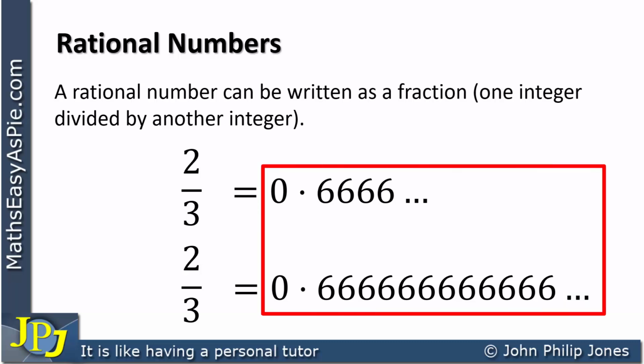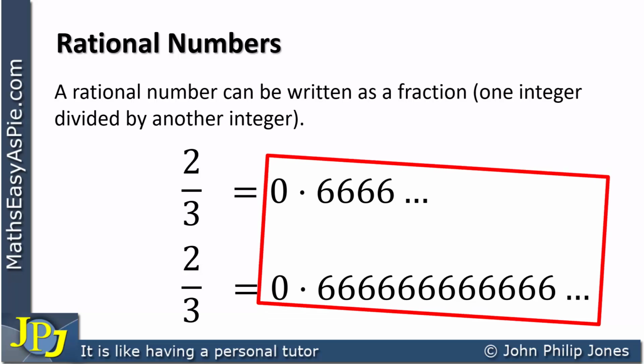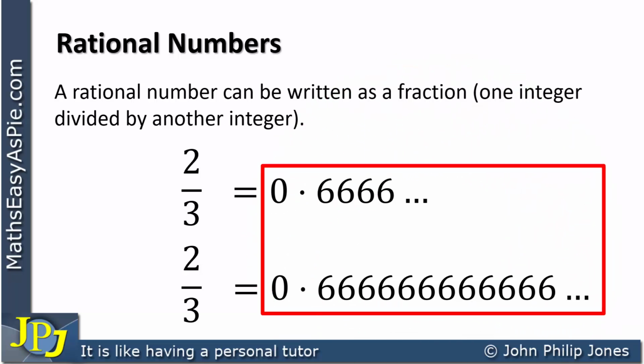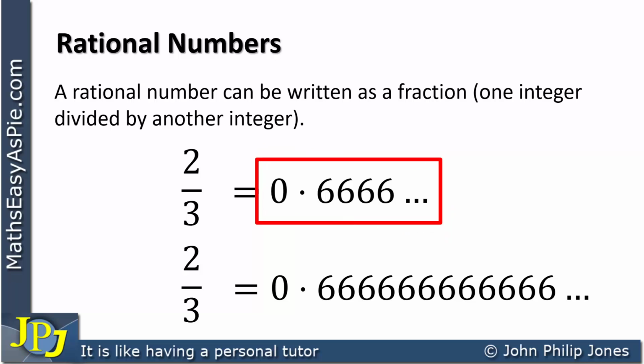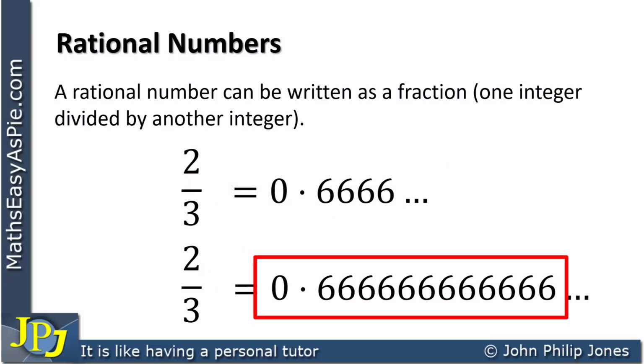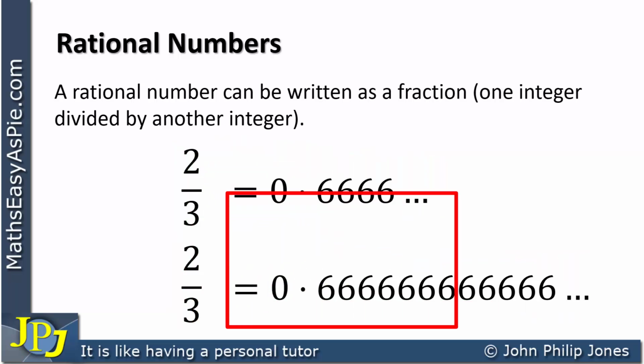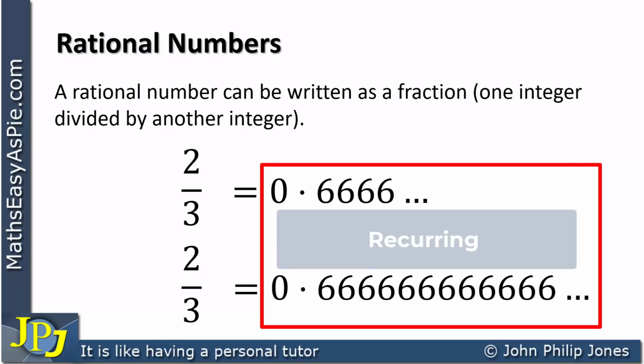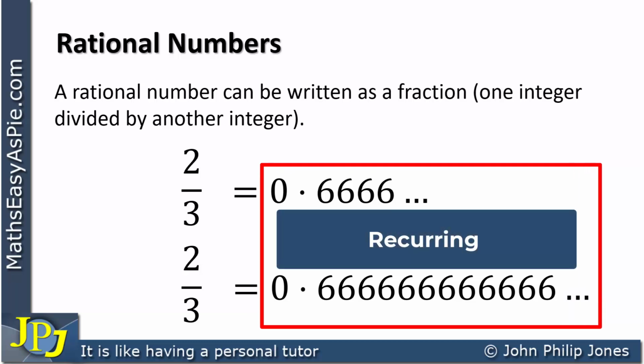Now, these look strange. So you may think, well, these are irrational. No, they're rational, because this can be written as 2/3 and this can be written as 2/3. But the fact that both of these are recurring is another way in which we can identify whether the decimal form is a rational number.